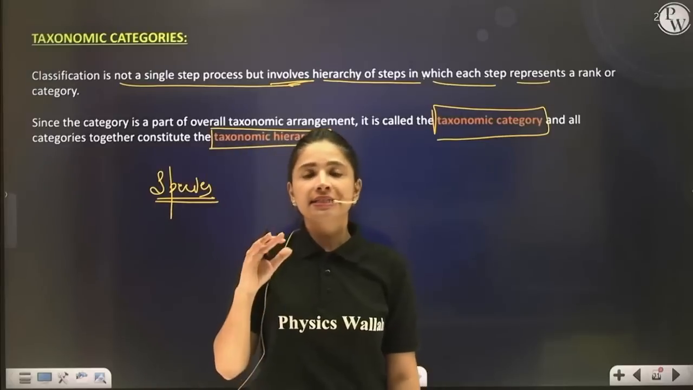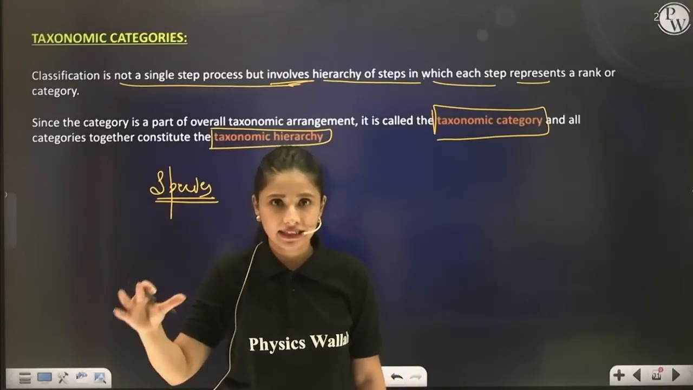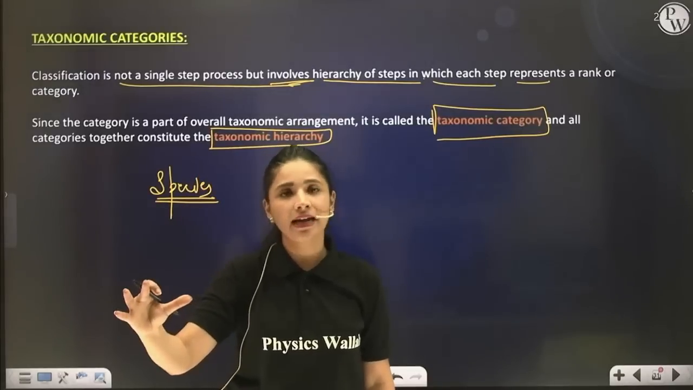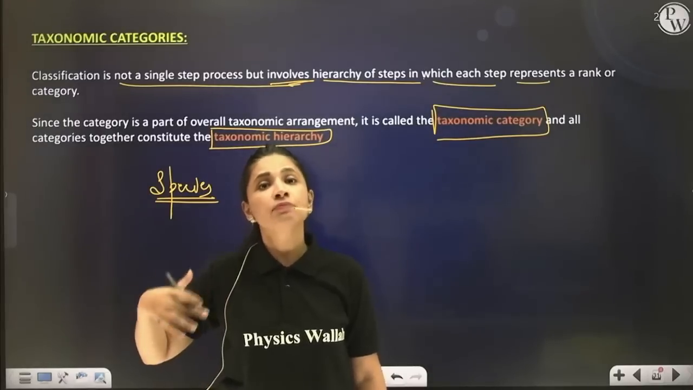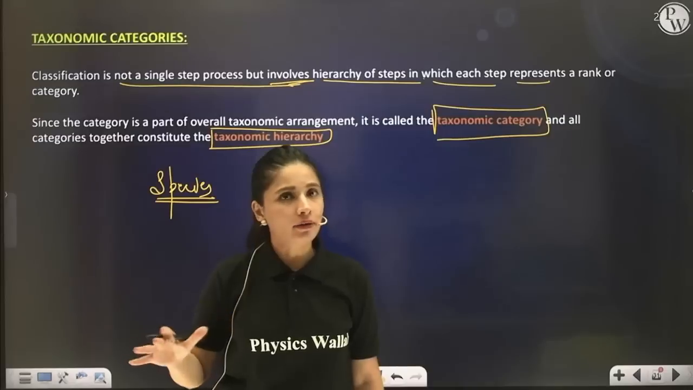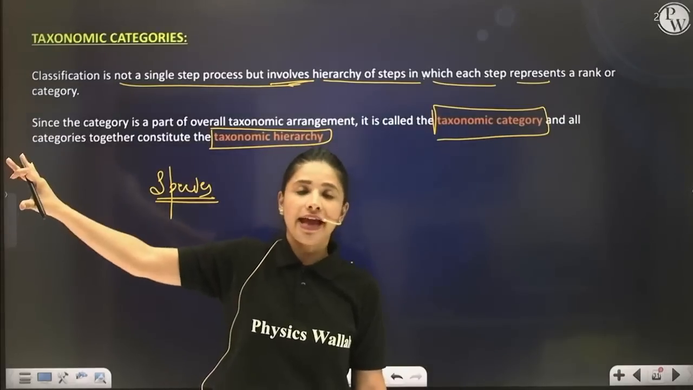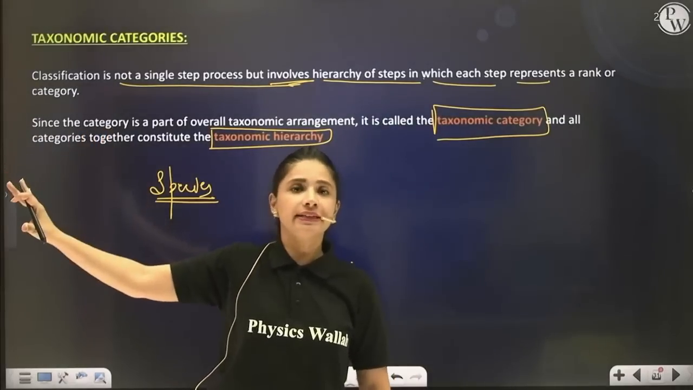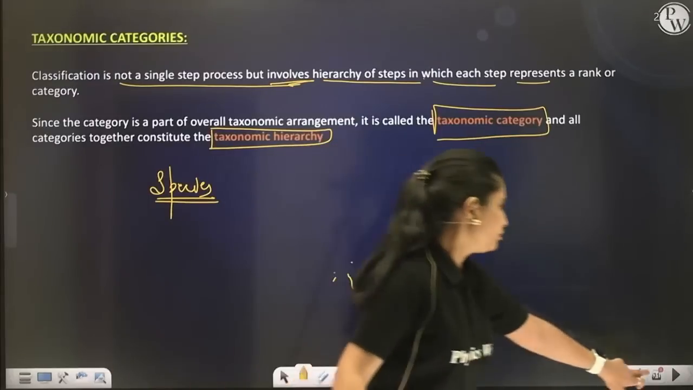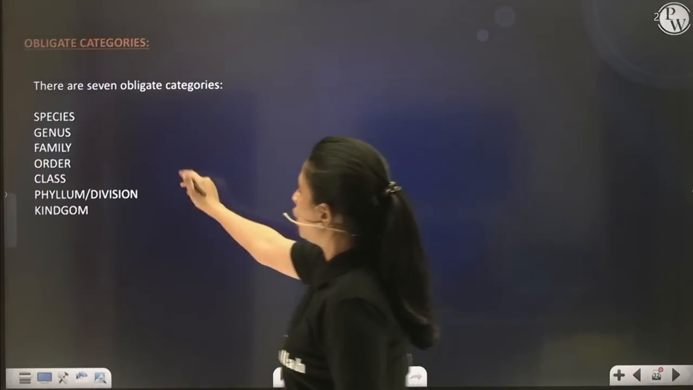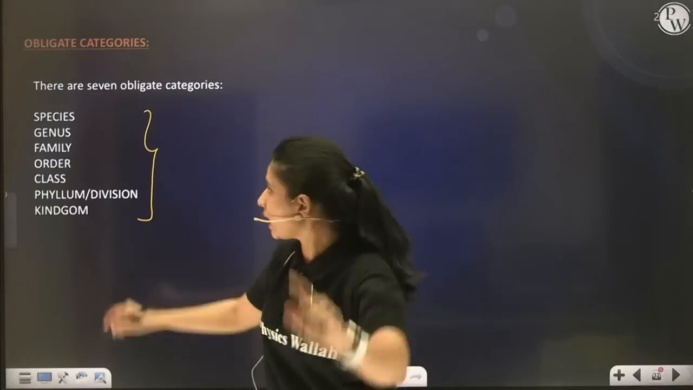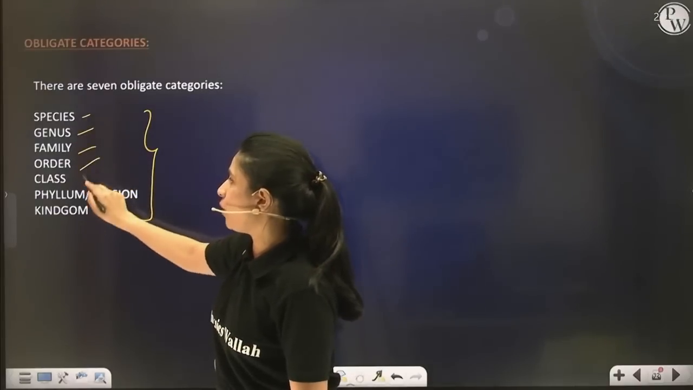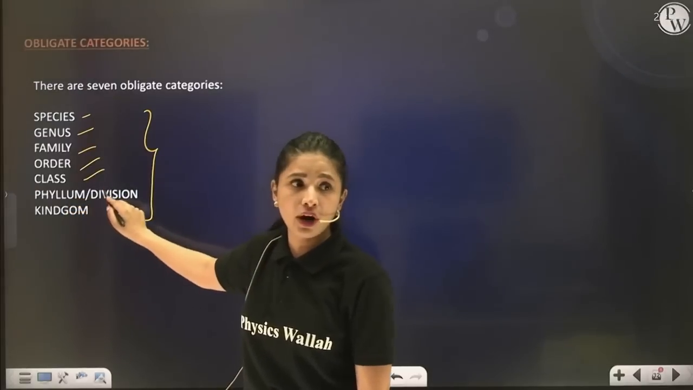Overall, there are 7 obligate categories. There are 7 compulsory categories of classification. Apart from these 7, there are many more categories as well. However, we are not concerned with those extra unobligate intermediate categories. In our syllabus, we only need to do the 7 obligate categories. The 7 obligate categories from lower to above are species, genus, family, order, class, phylum or division.